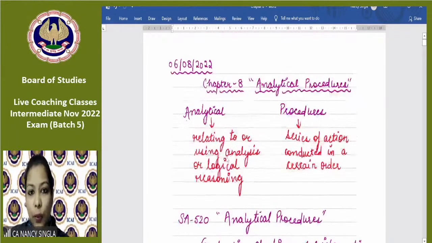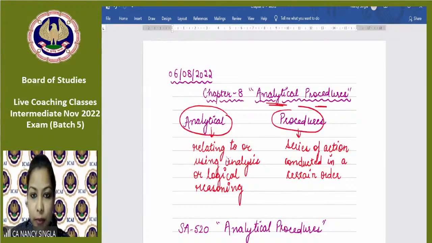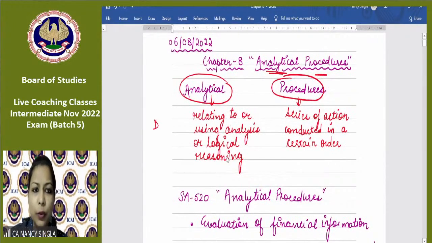And as I always say, just divide the concept into the parts. So this is what analytical and procedure. I've written the dictionary meaning of both the words. So what is meant by analytical? These are the dictionary meanings, not to be learned as such, but for your understanding. Relating to or using analysis or logical reasoning.